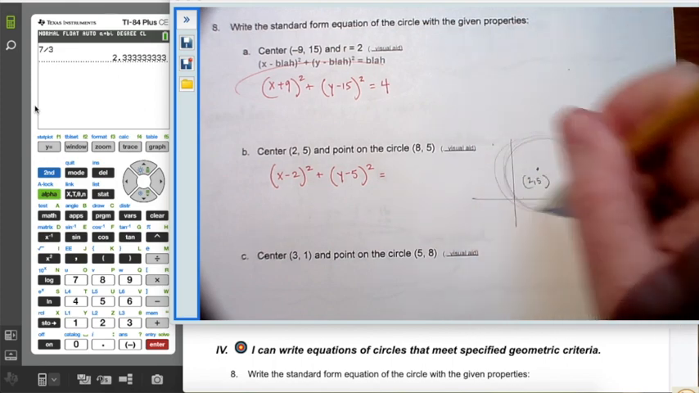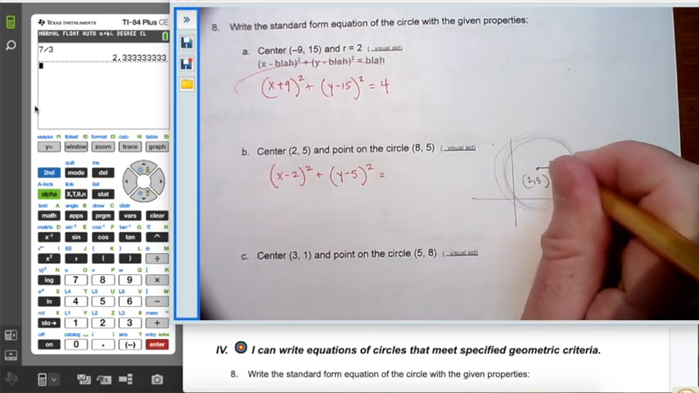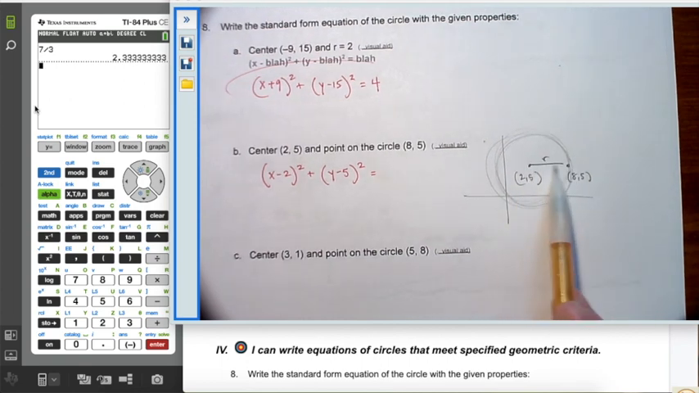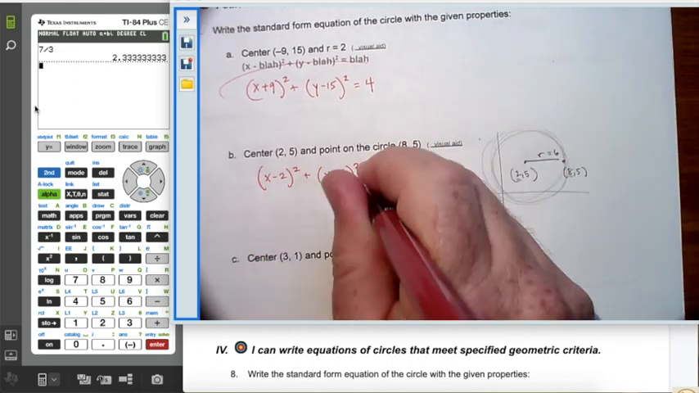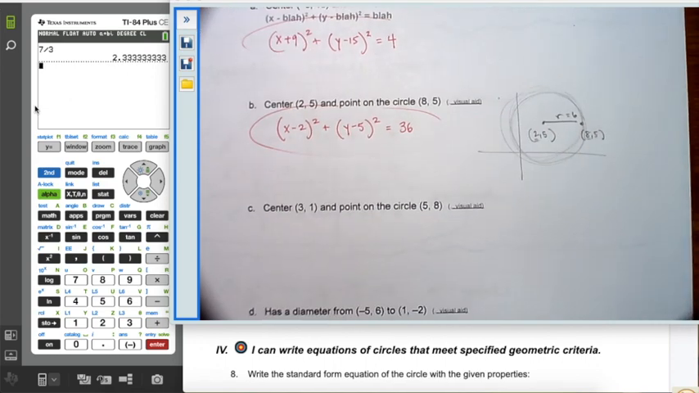So what's the radius? 2 and 5 is easy, but oh, this is horizontal. It's just a horizontal line segment. What's the distance from the center to that point on the outside? Just look at those x-coordinates. 2 to 8, 6. So that means that equation needs to be equal to 36. 6 is the radius. 36 is the value on the right.